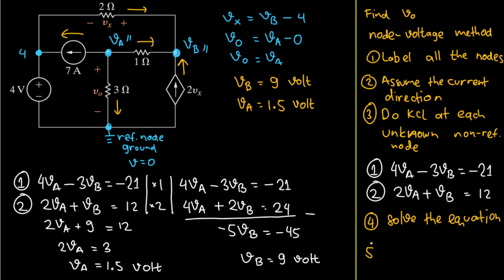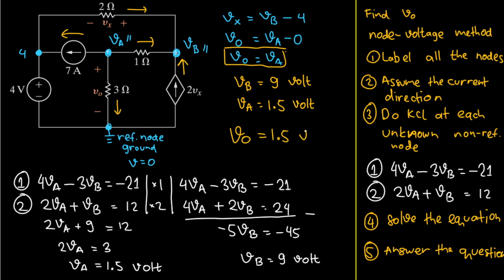The question is asking us about V0. So the last step will be to answer the question. Okay, we know that V0 is equal to VA, right? From this equation here. So we already get that V0 is equal to 1.5 volt. And that is our final answer here. V0 is 1.5 volt.